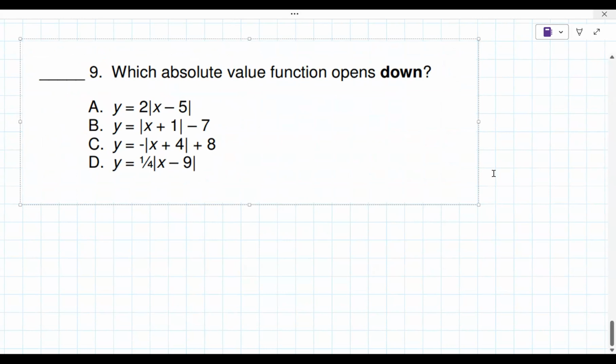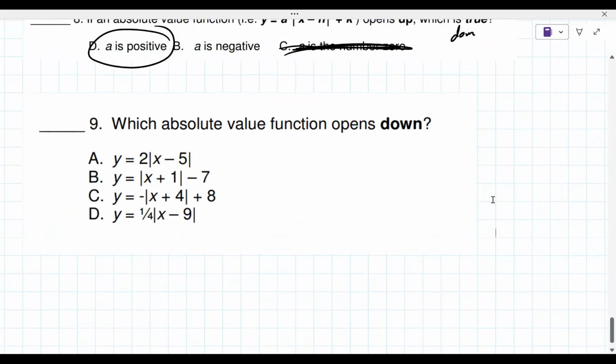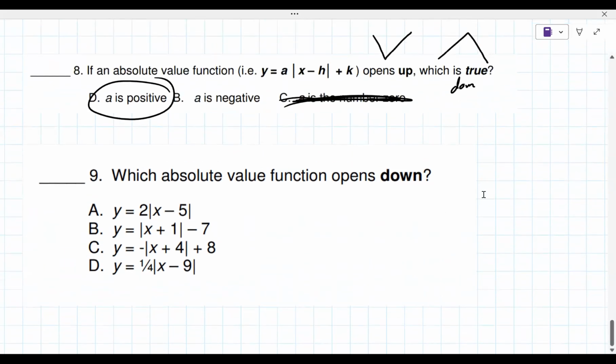Wait, would it be D? D like dog. It is not D. Remember, you actually just answered that in the previous problem. Opens up and down has to do with the value of A. Positive opens up, negative opens down. Which of these has a negative A? A is the number in front of the absolute value. So, C.